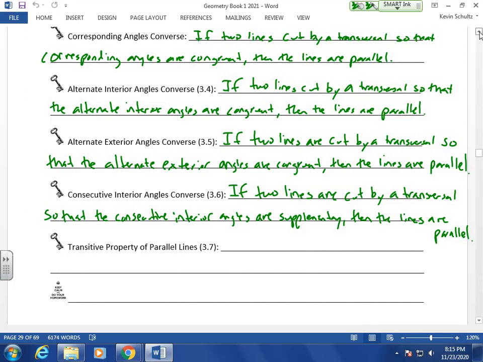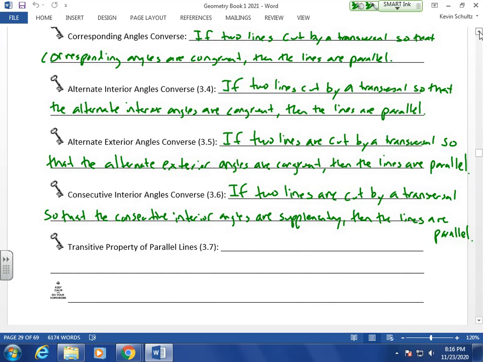Okay, so we have the converse for each of the four theorems or postulates that we had up above. Basically, if you know the lines are parallel, you can conclude these angle relationships. If you know the angle relationships and they're congruent or supplementary, then you can conclude the lines are parallel.